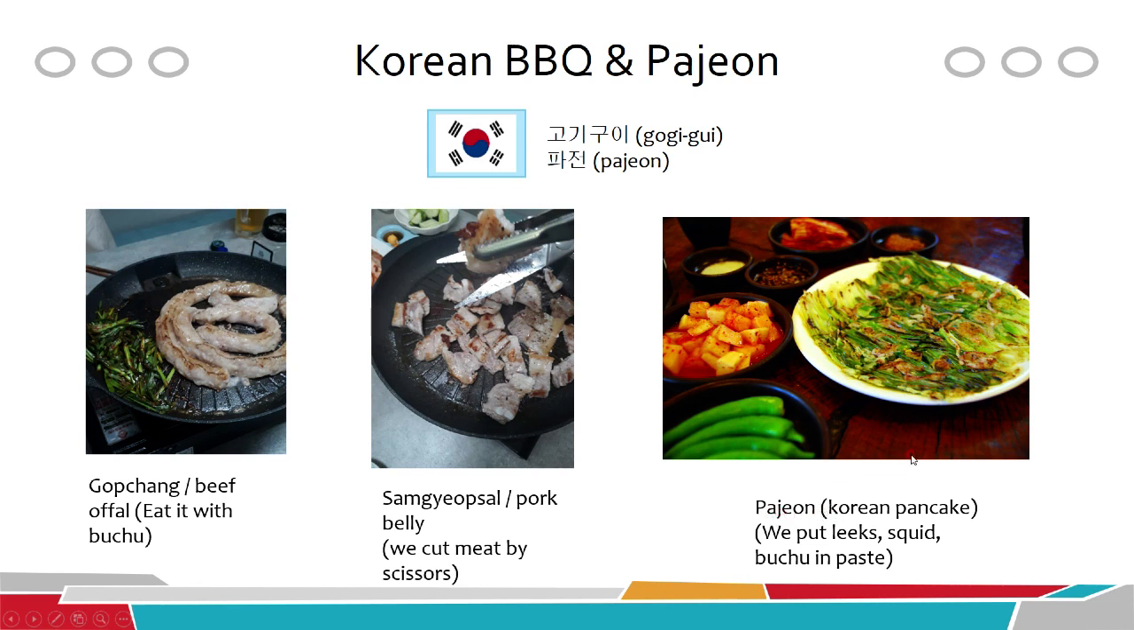Korean pancake is really thin compared to the American pancake. As an ingredient, we put leeks, squid, and buchu in the paste, and roast it to make the pajeon. The pajeon is really good when you eat this with the soy sauce. And of course, there's kimchi here.